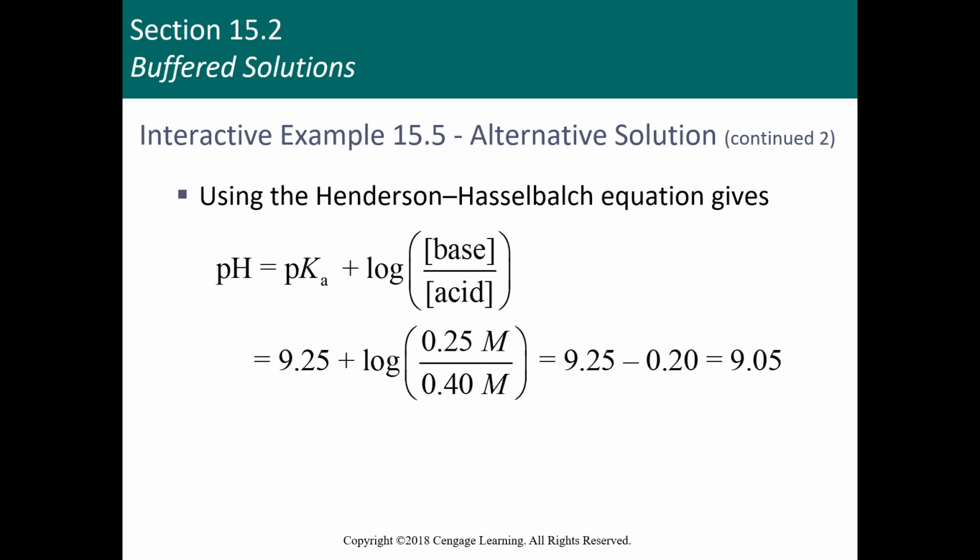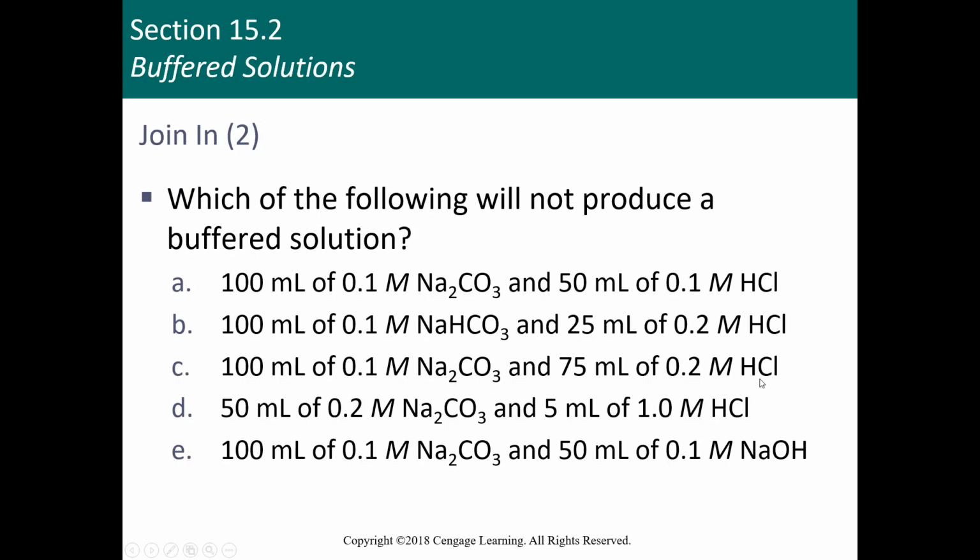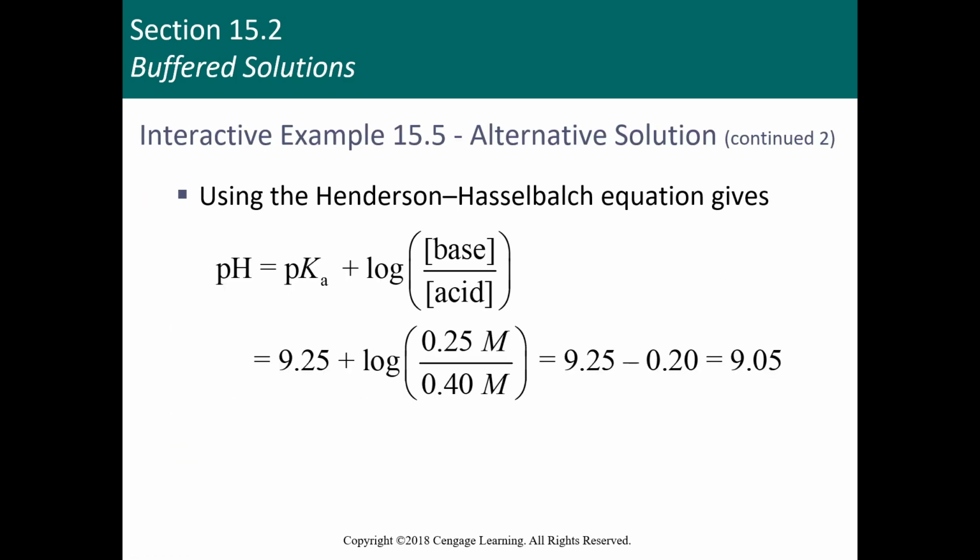So if we were to use the Henderson-Hasselbalch equation then, we can just go ahead and plug in our pKa, which we have now, plus the log of our initial concentration for the base, 0.25, that we were given in the problem, divided by 0.4, which we were given in the problem again. If we solve this and then take the log of that, this will give us negative 0.2. And so it'll be 9.25 minus 0.2, or 9.05. And you'll notice we get the same answer.